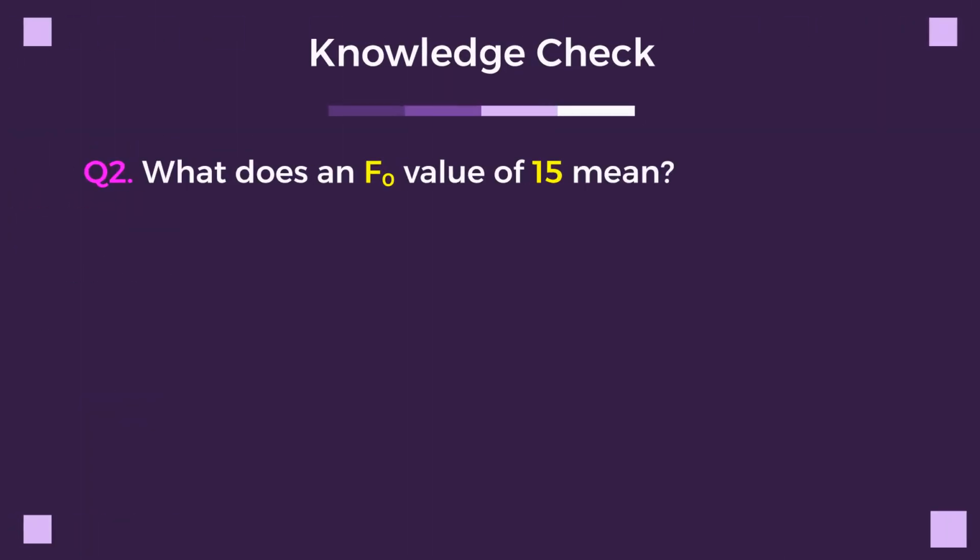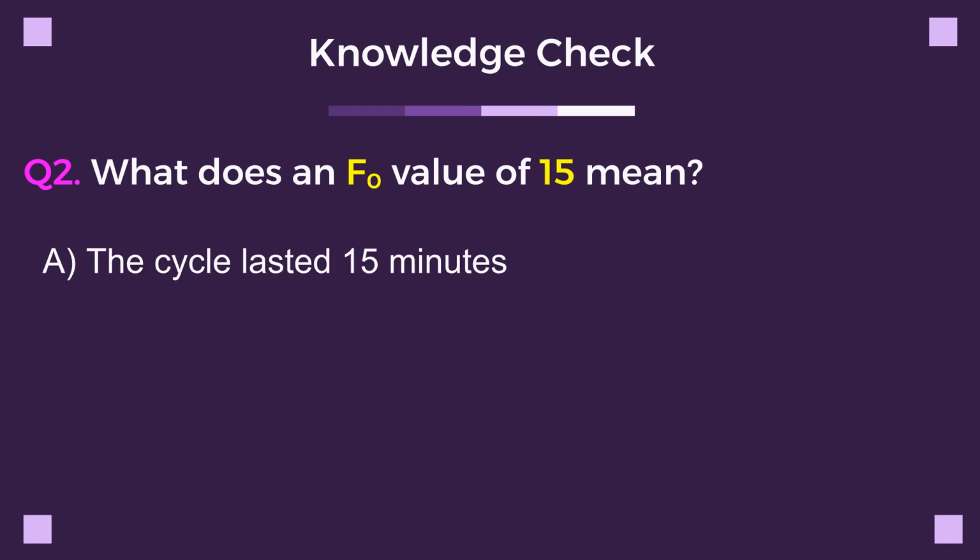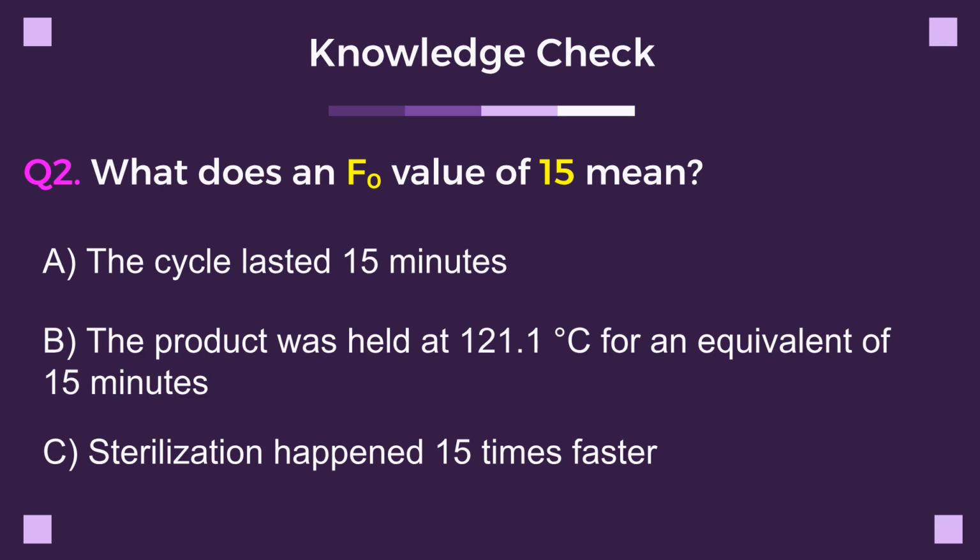Question 2. What does an F0 value of 15 mean? The correct answer is, it represents the equivalent of holding the load at 121.1 degrees Celsius for 15 minutes using a Z value of 10. It condenses the entire heat exposure into one standard reference point.